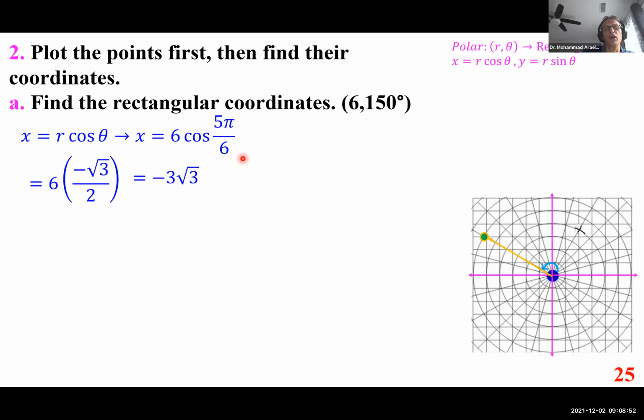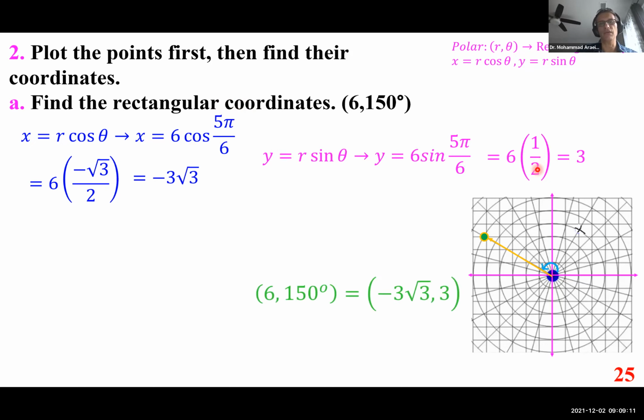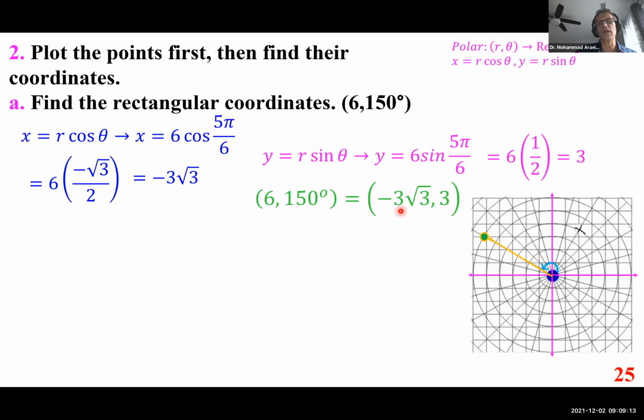By the way, 5 pi over 6 puts us in the second quadrant, so it has the same value as pi over 6. Cosine happened to be negative, and sine happened to be positive in the second quadrant, which is 1/2. And we end up with the following. 6 comma 150 is the same as negative 3 square root of 3 comma 3.